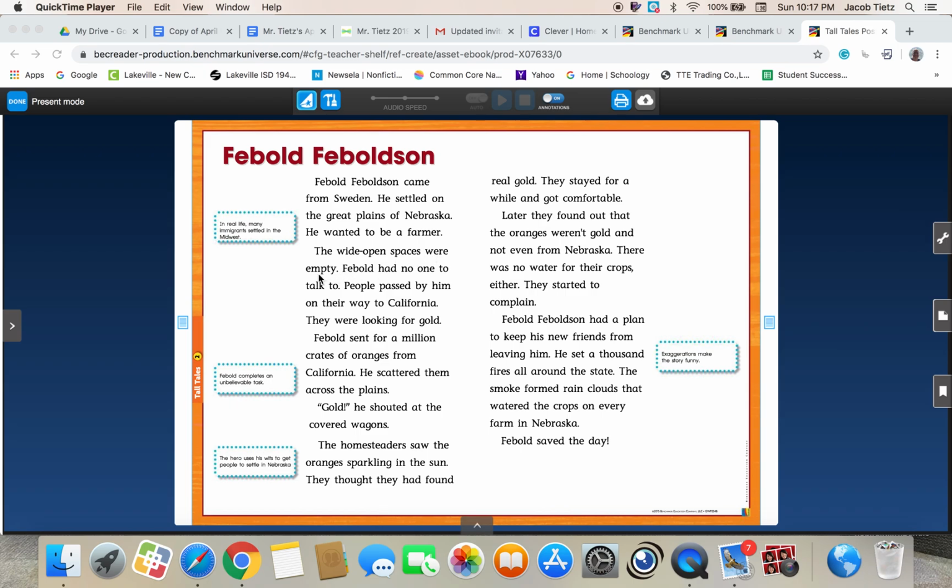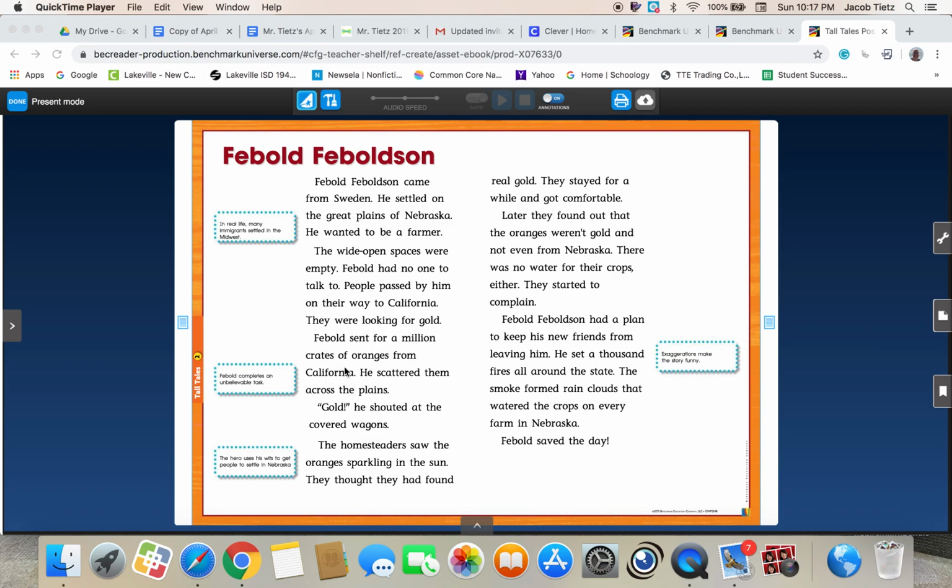The wide open spaces were empty. Febold had no one to talk to. People passed by him on their way to California. They were looking for gold. Also, that part is a true story as well. You've all heard of the gold rush before.